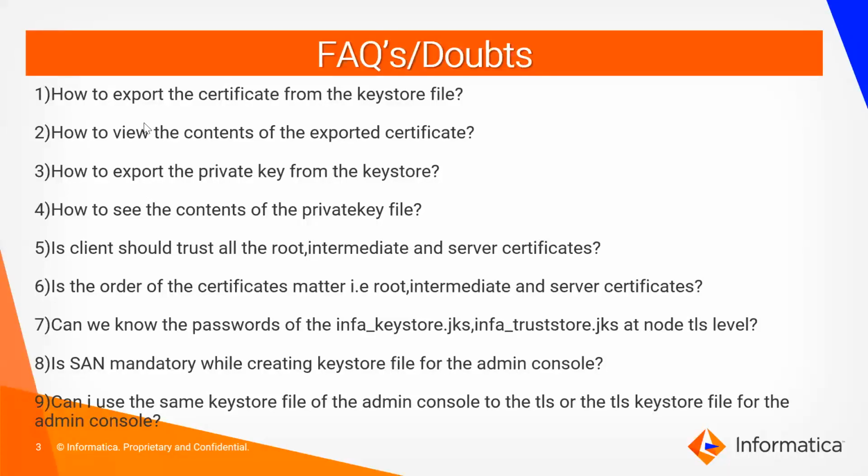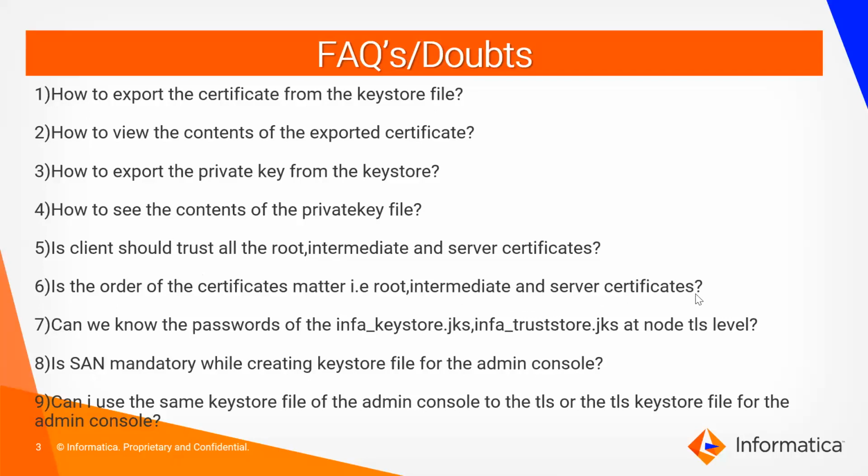Now we have seen this practically. Does the client need to trust all the roots, intermediate, and server certificates? Not required. If you get a root, intermediate, and server certificate from the CA, our client need not trust all the certificates. If it is able to trust only the root, it is fine, that means the communication is valid. If it is able to trust only the intermediate, that is fine. Only any one certificate is required. Does the order of the certificates matter, that is root, intermediate, server certificate?